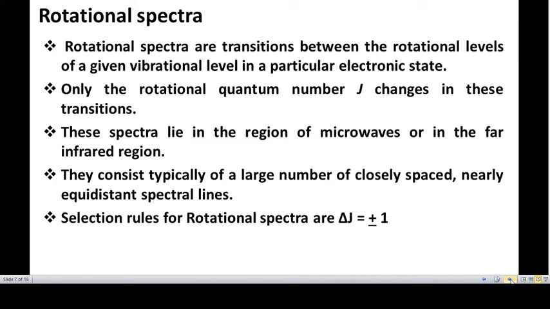Let us see what is rotational spectroscopy or rotational spectra. The rotational spectra are transitions between the rotational levels of a given vibrational level in a particular electronic state. Only the rotational quantum number J changes in these transitions. These spectra lie in the region of microwave or the far IR region. They consist typically of a large number of closely spaced, nearly equidistant spectral lines. The selection rule for the rotational spectra is delta J equals plus or minus 1.